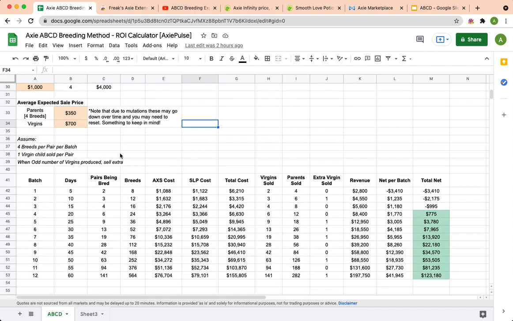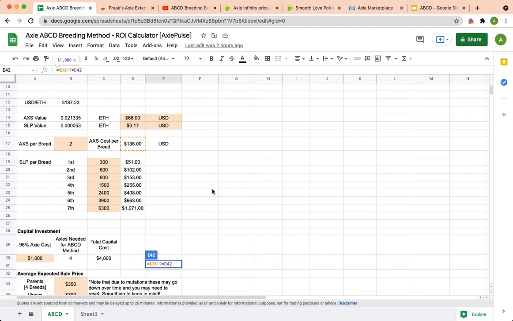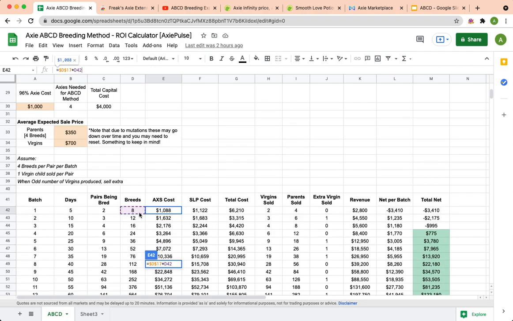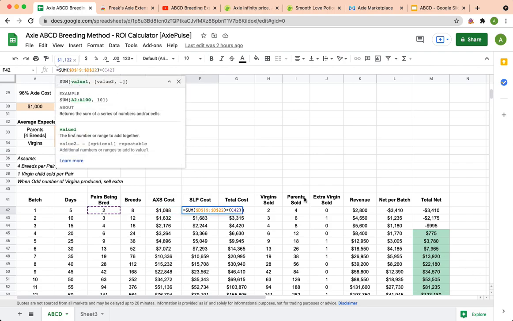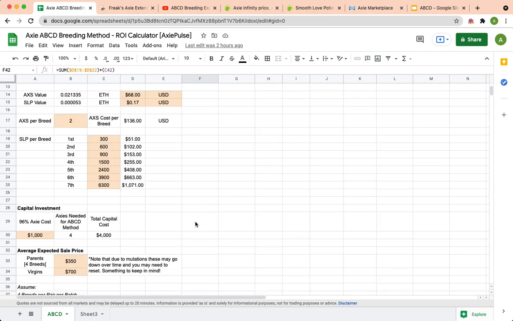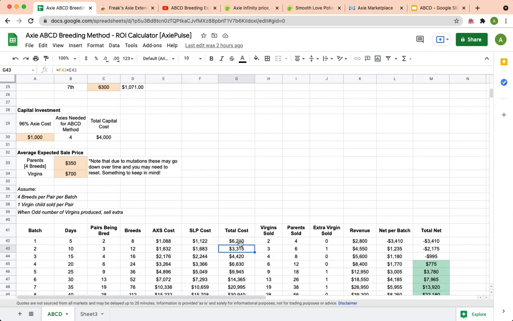So taking all that into account, this is basically what it looks like at the end. This is assuming we're breeding a batch every 5 days. We start with 2 pairs, we breed 8. This covers the AXS costs, which is basically the cost per breed times the number of breeds, which is how much AXS you'll need. And then SLP covers the 4 breed cost multiplied by how many breeds. So that's the total initial cost, which includes your capital cost of your initial 4 Axies.